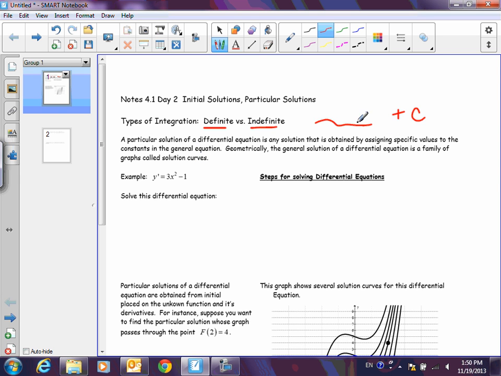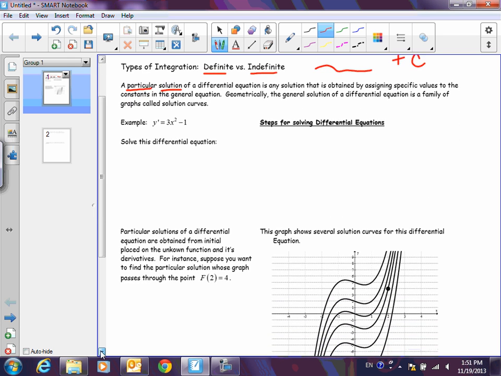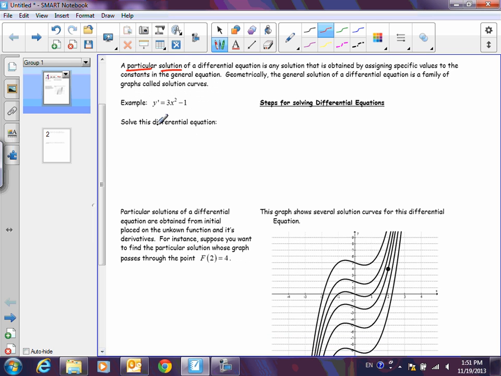So a general solution looks like this, plus C. But a particular solution is when we actually take a point on the graph and find C. In other words, you won't have plus C by the end of your answer if the directions are to find the particular solution. So let's look at this example. Some of you are going to be able to look at this and figure out the answer. On the AP test and in this class, I want you not just to show me what the answer is, but to prove that it's true.